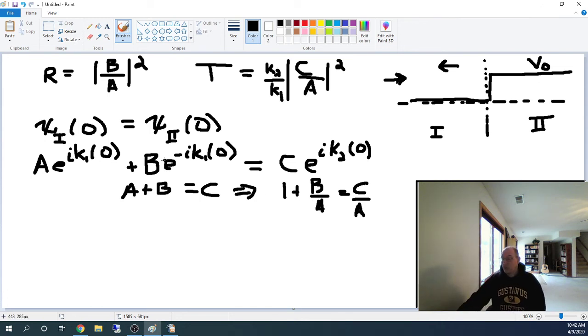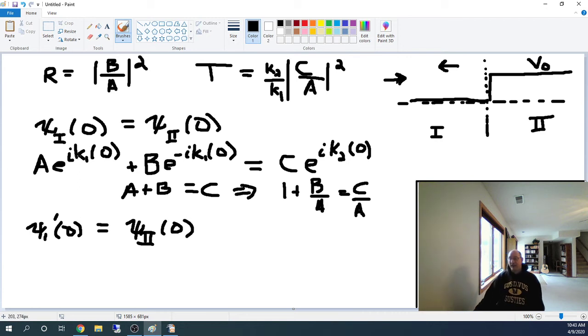All right, now that's one of them. There's another condition that needs to be applied, so this hasn't finished our problem yet. We're still looking for B over A and C over A. We have two equations and two unknowns. The thing is, in addition to the wave function being continuous across the boundary, its derivative also needs to be continuous across the boundary. So psi 1 prime at 0 should be equal to psi 2 prime evaluated at 0. So all you have to do is take the derivative of psi 1. Okay, so now what do we get?